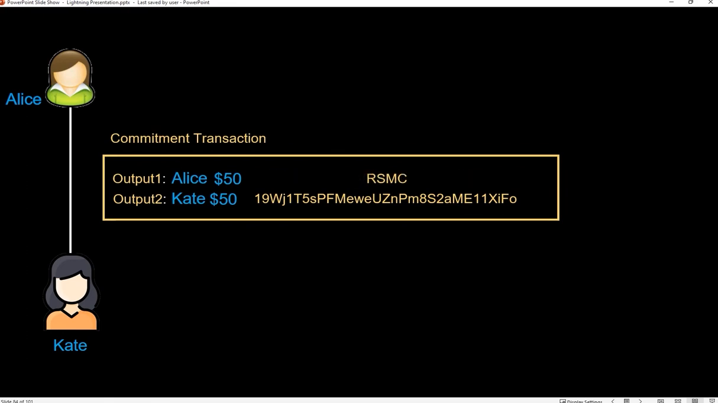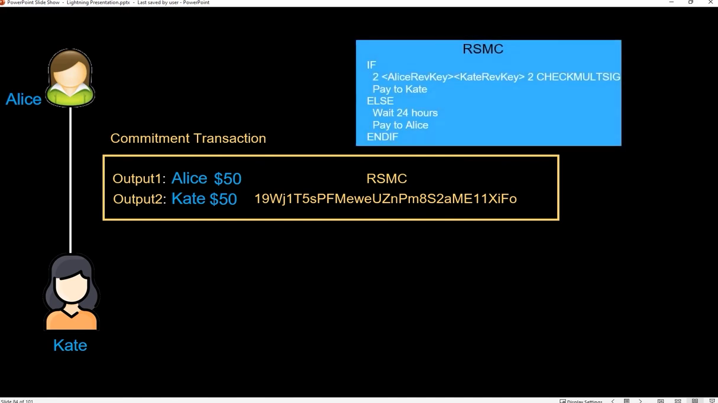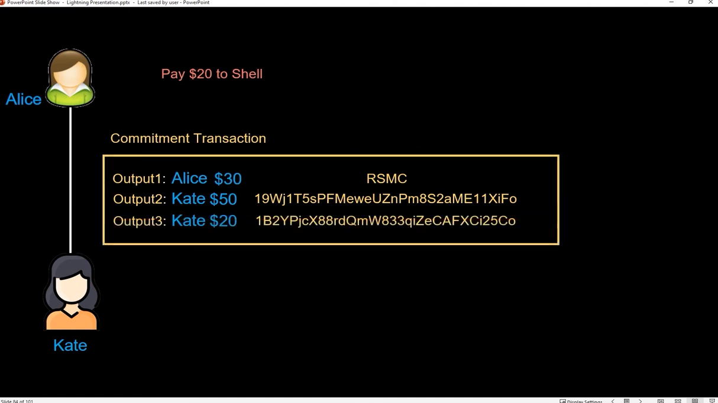What would you do if, normally, Alice is in the revocable sequence maturity contract to protect Kate, right? And here's the RSMC. What would you do if I wanted to pay $20 to Shell? So Alice could deduct $20 from her balance in the revocable sequence maturity contract, and then offer to pay Kate an extra $20, but do it in a separate address. But this address isn't addressed to Kate.